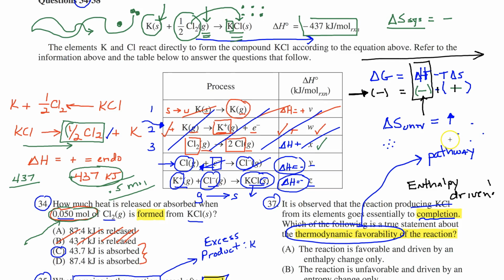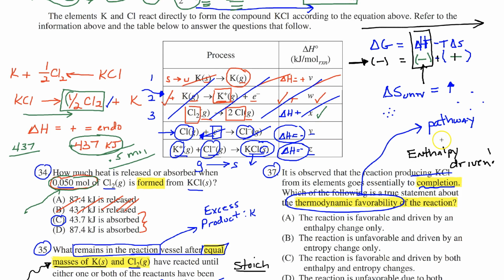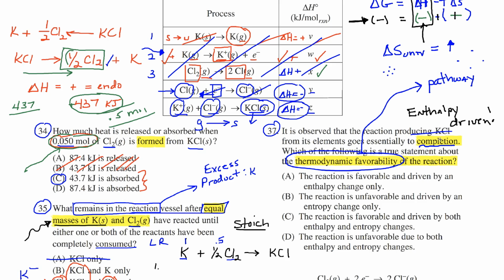So when you go look at the choices, it's observed the reaction producing KCl from its elements goes essentially to completion, which means it is spontaneous in the forward reaction. That means delta G is very, very negative. In order for it to be negative, we have to say that the reaction is favorable. Yes, because it does work. So A and C are the only choices that make sense. B, unfavorable, makes no sense.